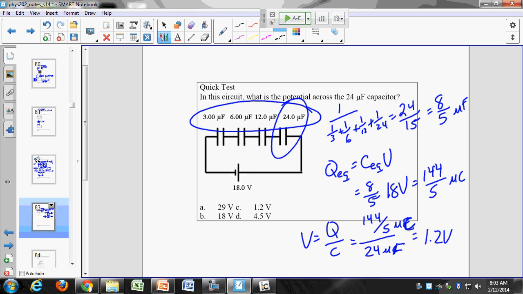All right. What do you think would be the voltage? Don't try to calculate. What do you think would be the voltage across this capacitor, which has half the capacitance? 2.4. Right. What about this one? Let's write that down. 2.4, 1.2. What about the 6? 4.8. And the 3?